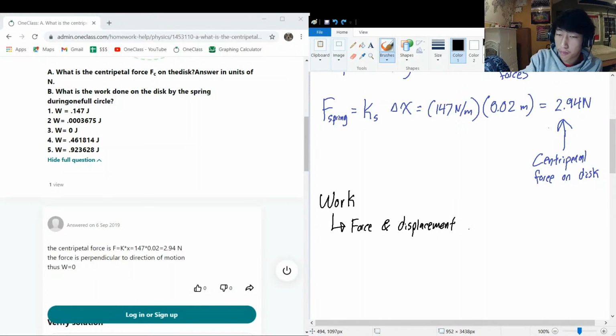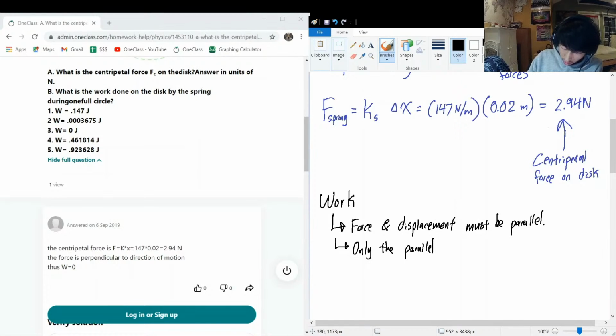Or must be parallel. Only the parallel force and displacement components count or contribute to the work.